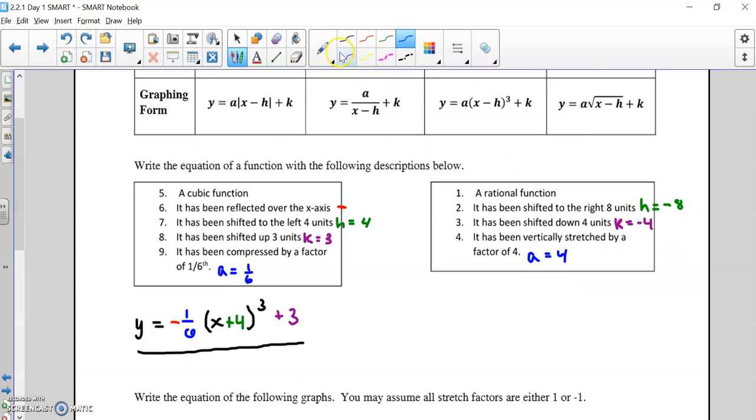All right, so following this format, we have y equals, and it's going to be a fraction. A goes on top, so our a is 4, so we put 4 on top. X minus h, so we have an x, and then h, our h is negative 8, so we'll do minus negative 8. And our k is -4, so we'll do a -4 here, just like this. We just followed this exact format, but substitute our numbers for the letters. Okay, and you're done with that one.